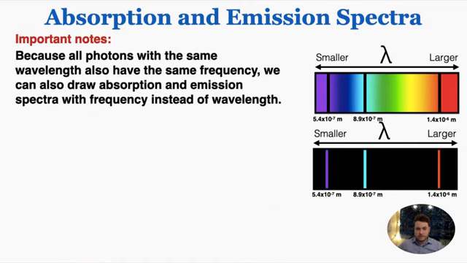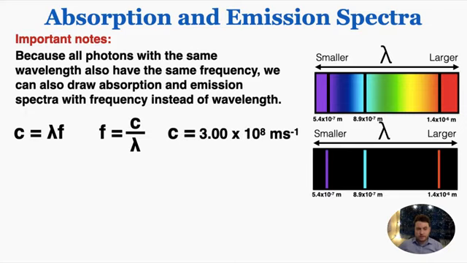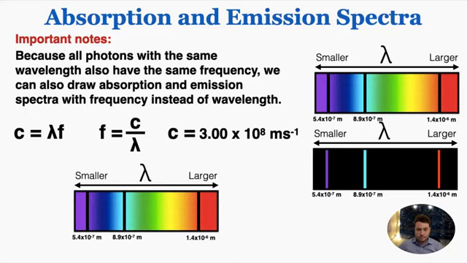Because all photons with the same wavelength also have the same frequency, we can also draw absorption and emission spectra with frequency instead of wavelength. So because the speed of light is equal to wavelength times frequency, I can use this equation to solve for the frequency along with the fact that this is the speed of light. So if I wanted to convert this into a frequency diagram, this is what it would look like. I just replaced all the wavelengths with frequencies instead. So we're also totally allowed to draw spectra with frequency instead of wavelength.